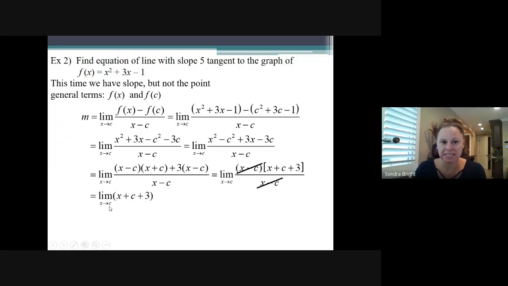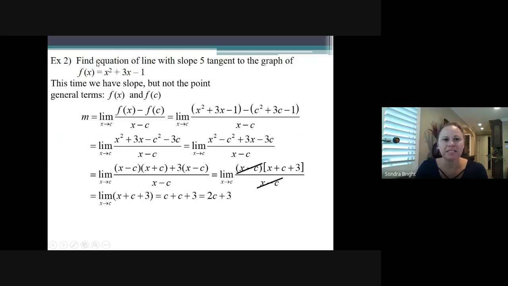And then I'm taking the limit of x plus c plus 3 as x is approaching c. Now I can plug in the c into the x, and you get 2c plus 3. So this is giving a general slope for any point on this curve. This curve is a parabola, right? And I talked about it yesterday, at the vertex you get a slope of 0. Before it's negative, after it would be a positive slope. So this gives me, in general, for any x value, what the slope is at that point.